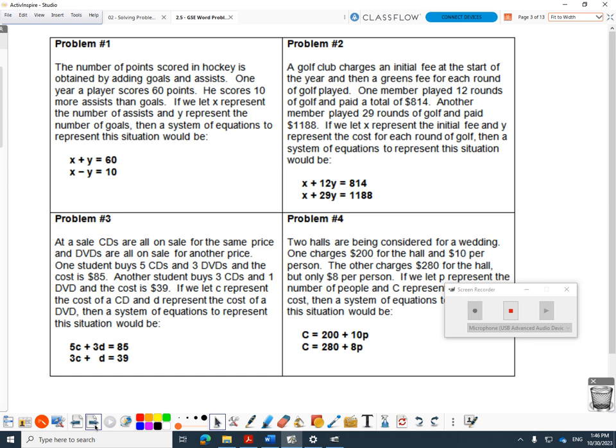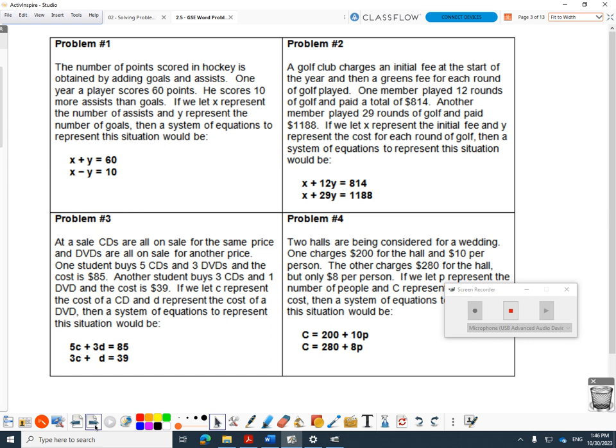Next situation. A golf club charges an initial fee at the start of the year and then a greens fee for each round of golf played. Actually, most golf courses do charge like this. You got to charge to be a member. You get charged for being a member at the start of the year, and then you pay each time you go to play golf. One member played 12 rounds and paid $8.14. Another member played 29 rounds and paid $11.88. If x is the initial fee and y is the cost for each round, here are the 2 equations. Exactly shows the equations for that situation.